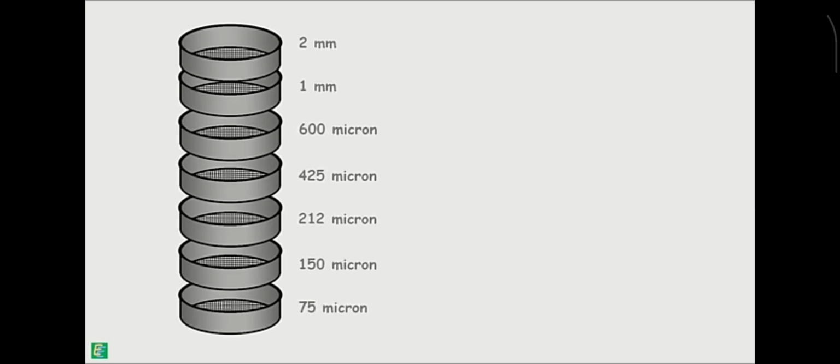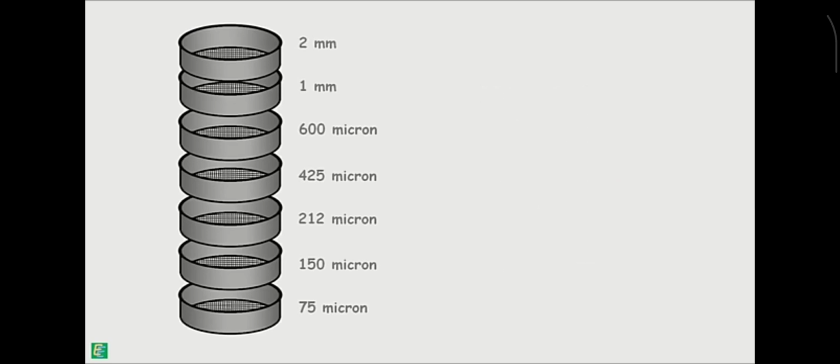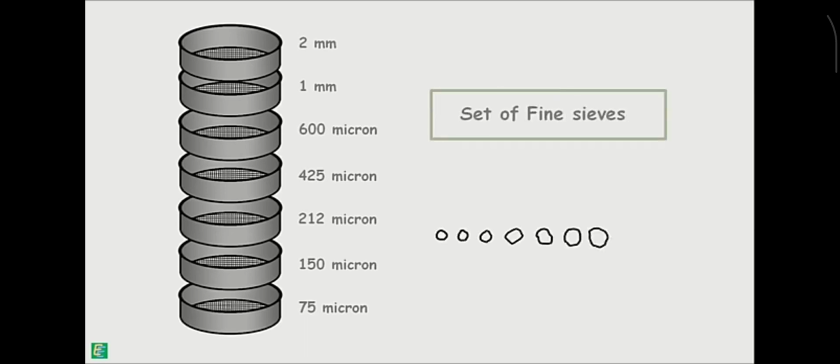If we didn't mention, 1 mm, that is millimeter, is equal to 1000 micrometer, which we denote as micron. So 1 mm is equal to 1000 micron. So here 600 micron is actually 0.6 mm. This set of sieves is called set of fine sieves, as it sieves finer part of coarse soils.